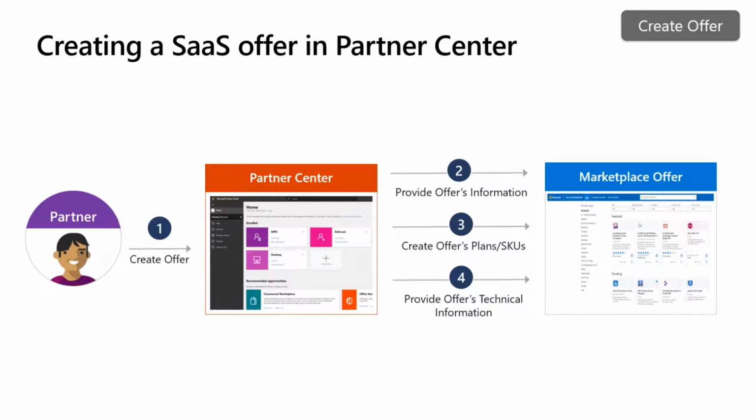So let's talk about the journey on the partner side. As a partner, you first will log into the partner center. You will create an offer over there. You will provide information of the offer itself. You will add information on the plans and SKUs, and then you will provide technical information regarding the landing page which your customers are going to be using to access your solution.